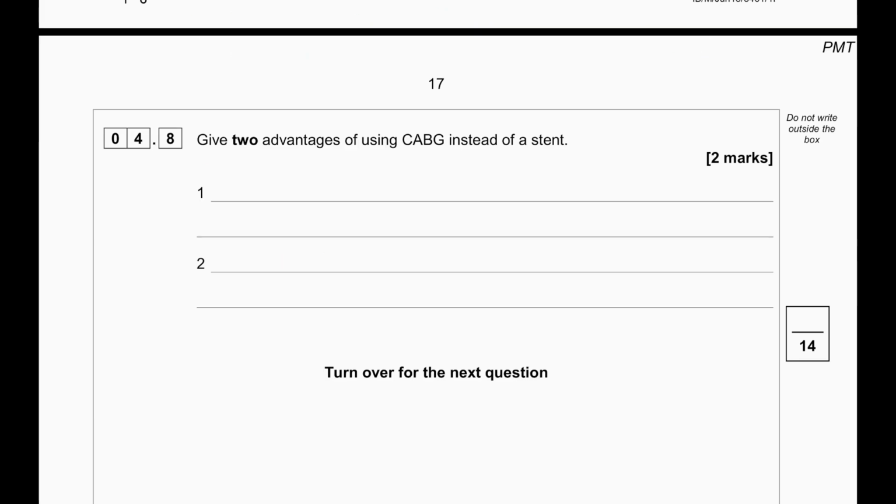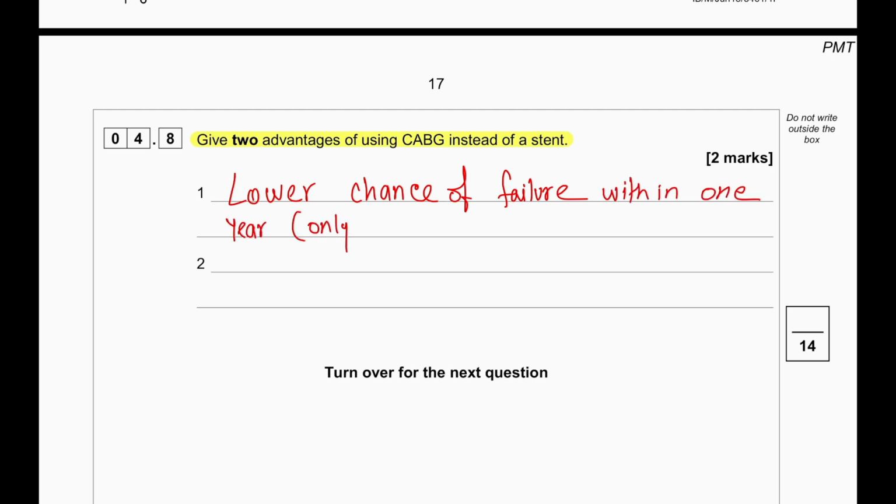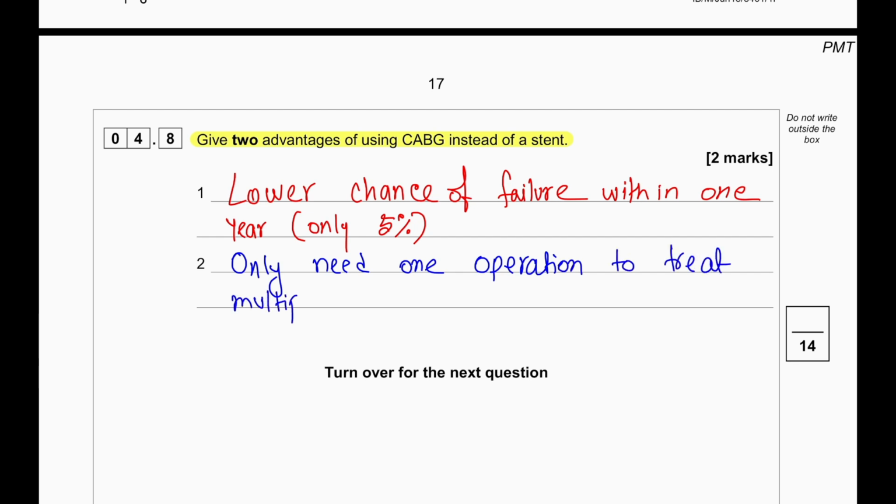Now the next question says give 2 advantages of using a CABG instead of a stent. Now a CABG has a lower chance of failure within 1 year, where in the case of a stent it's 40%, whereas in the case of CABG it's only 5%. And the patient only needs one operation to treat multiple blockages. Multiple blockages can be treated at the same time, which is a very big advantage for CABG and cannot be done using a stent.